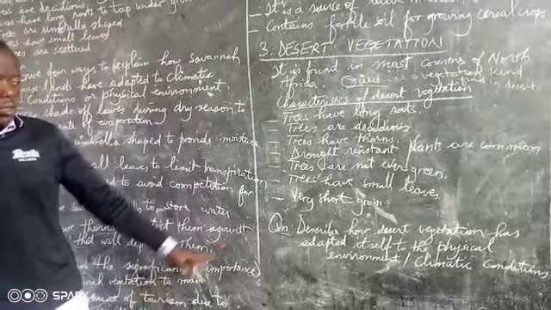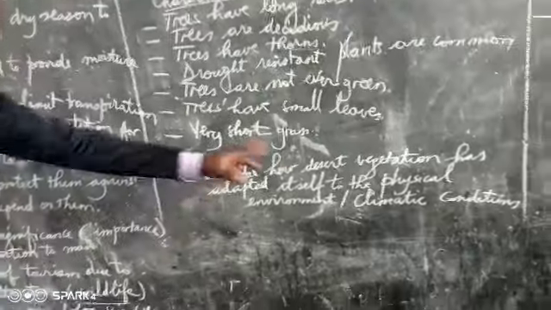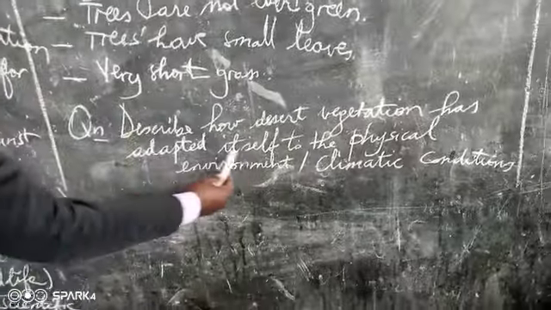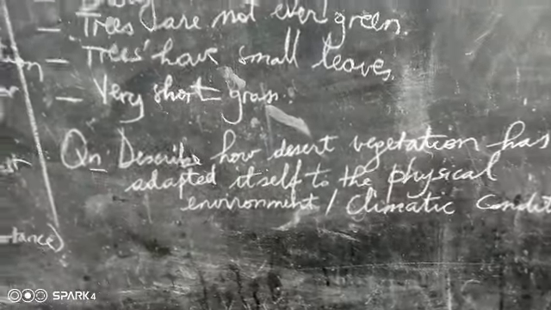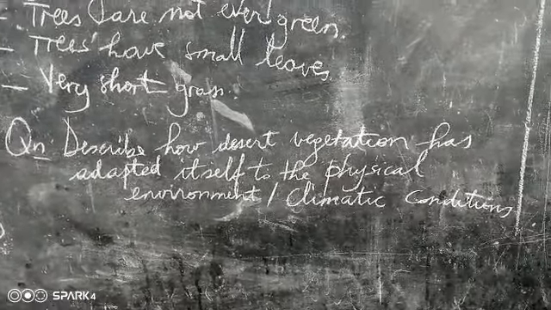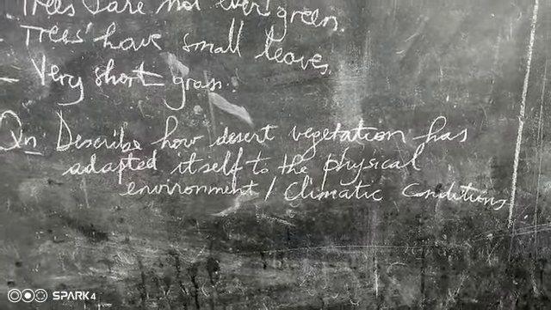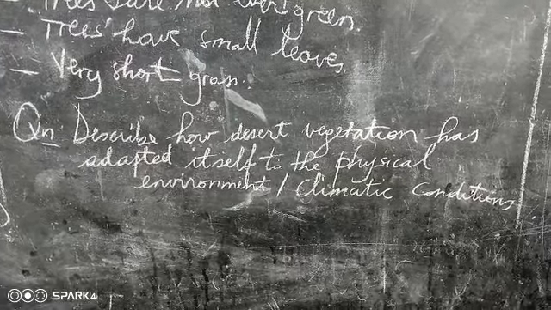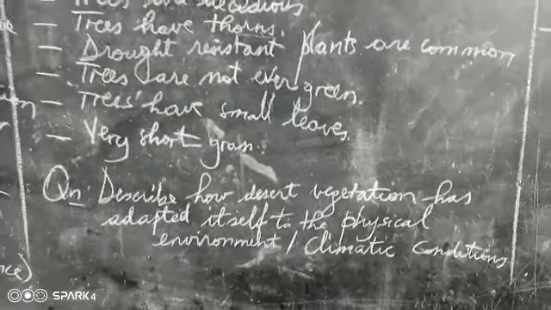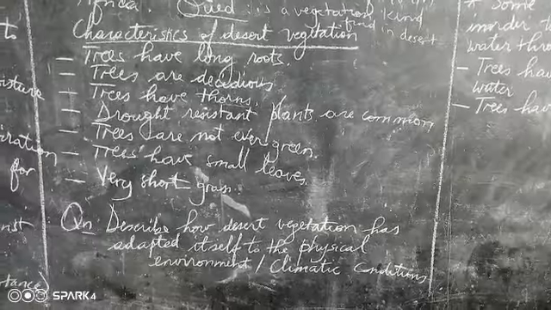And you have a good question here. Describe how desert vegetation has adapted itself to the physical environment or to the climatic condition. You can ask yourself how vegetation in a desert can survive and grow well when there is poor rain, and when there is a different kind of environment that can hinder the growth of those vegetation. So it's what we are going to look at.